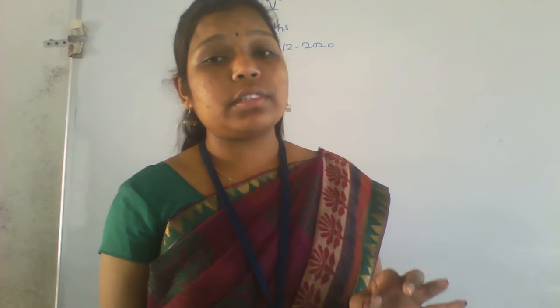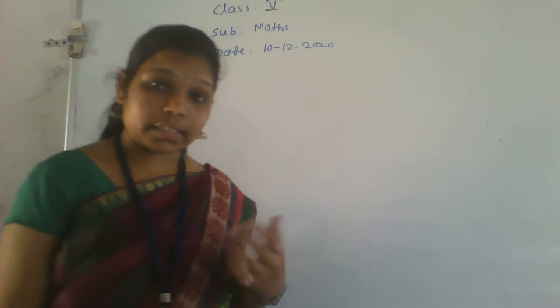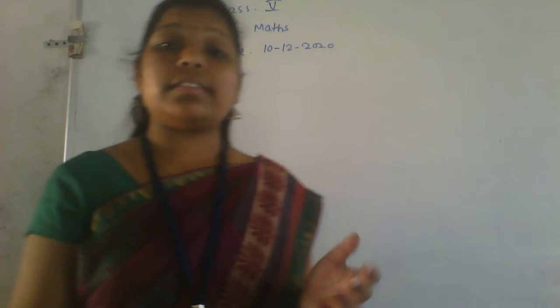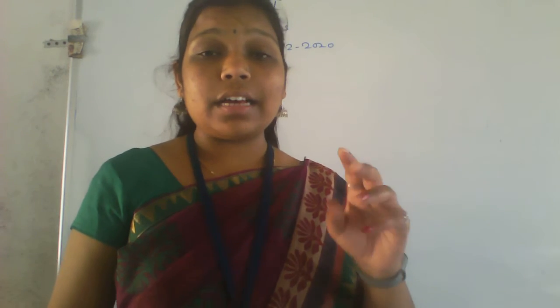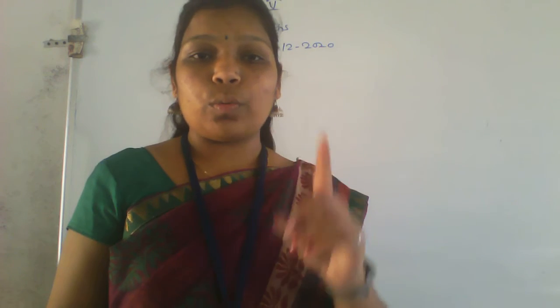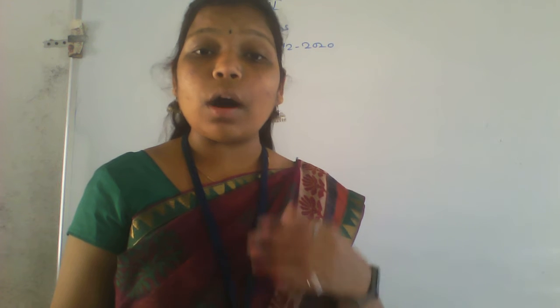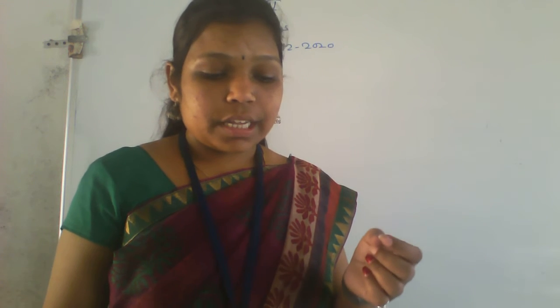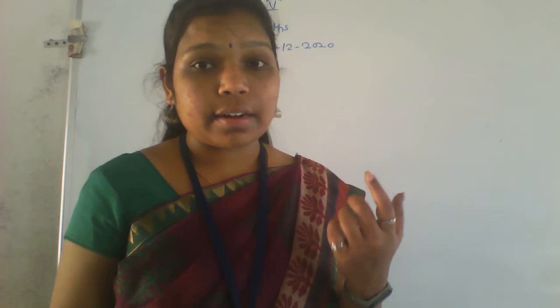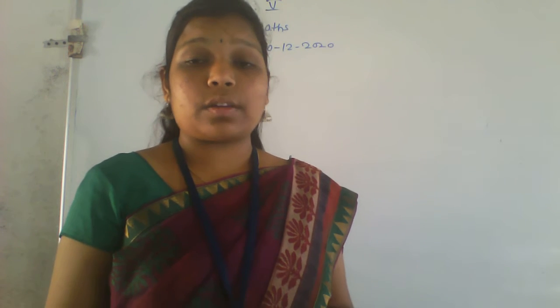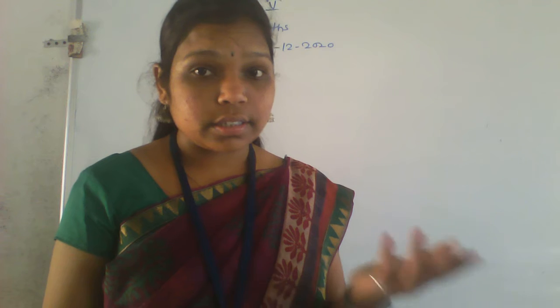So composite number means it is divisible by other numbers also. Prime number means it is divisible by only the number itself and 1. Those numbers are called as the what? That is a prime number. Okay. So here if it is divisible by other numbers also, then it is called as the what? Then it is called as the composite number.